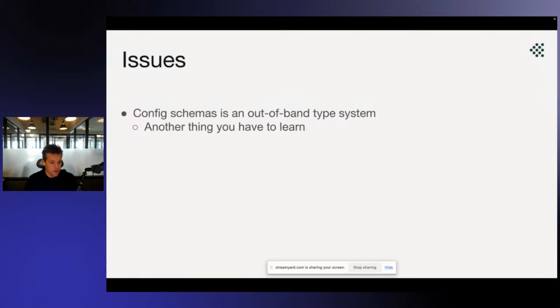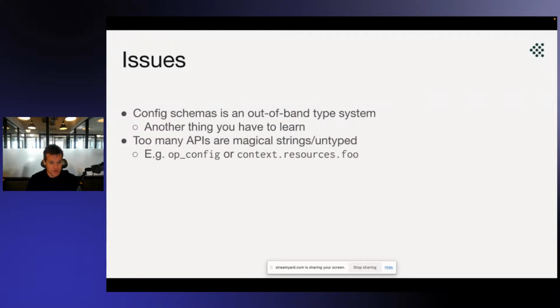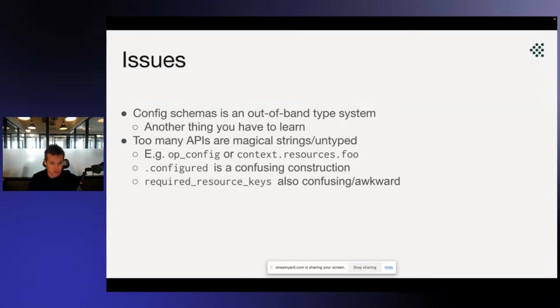And so now in modern day, when Python 3 is the norm and Python 3 typing is used more commonly, it feels awkward to have another thing. As a result of this, too many of our APIs are magical strings or untyped. So just as an example, you have to access context.resources.foo if you want to access a foo resource, and that's untyped. We have this configured convention around our resources that effectively is object construction, but generally causes confusion.